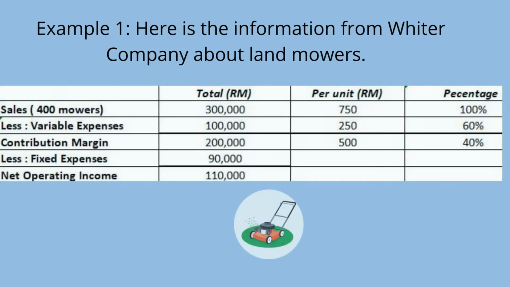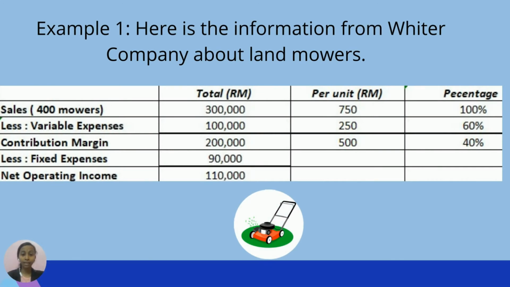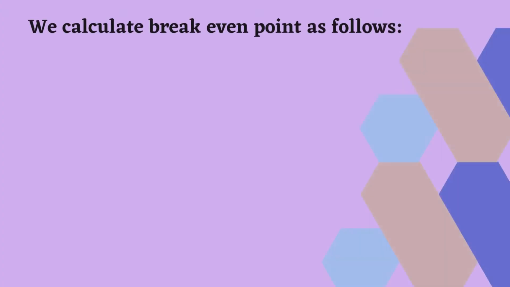All right. To get a clear picture, I've provided you an example. This shows the information from Whiter Company about the lawn movers. Here it shows the price per unit, and also the percentage of sales, variable expense, contribution margin, fixed expense, and also the net operating income. I'll use this information to substitute into the equation method.